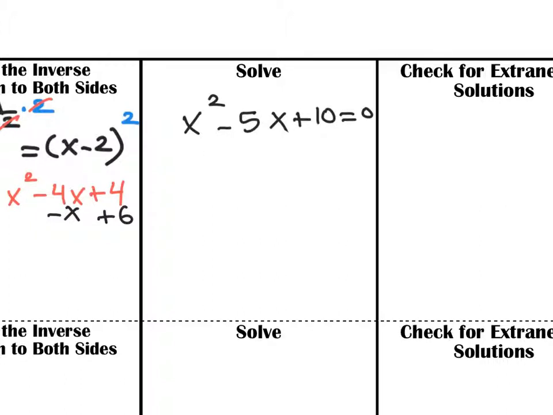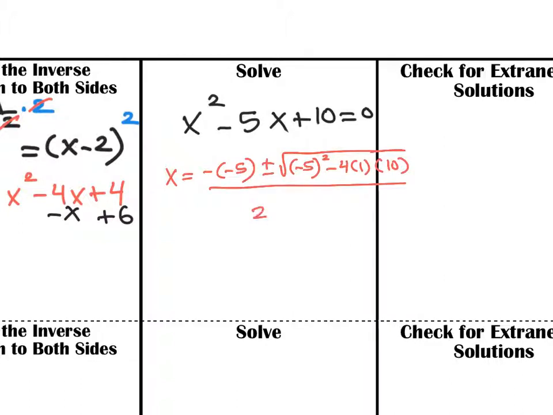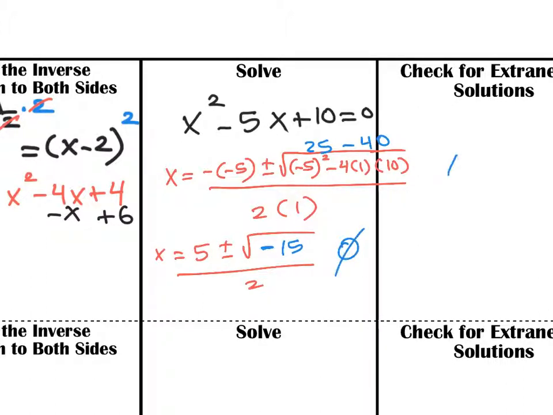So that means I need to think of the quadratic formula. So negative b plus or minus the square root of b squared minus 4 times a times c, over 2 times a. So that would give me 5 plus or minus the square root over 2. Negative 5 squared, that's 25, minus 40. So that's going to give me a negative under the radical, which is not acceptable. That means there's no real solution, because I cannot have imaginary solutions for something like this. So in this case, there is no real solution.